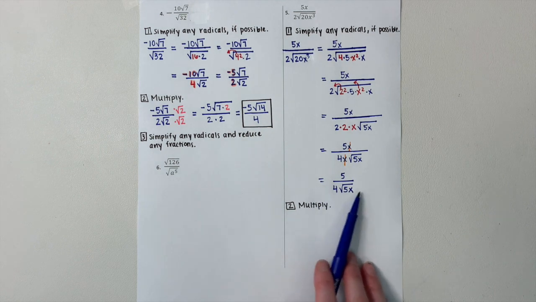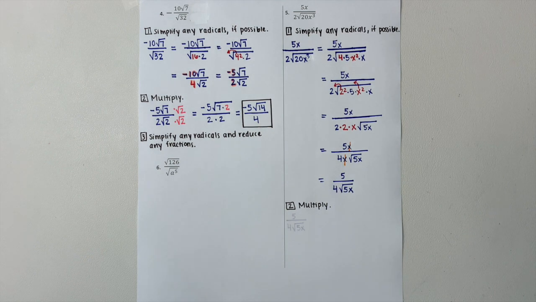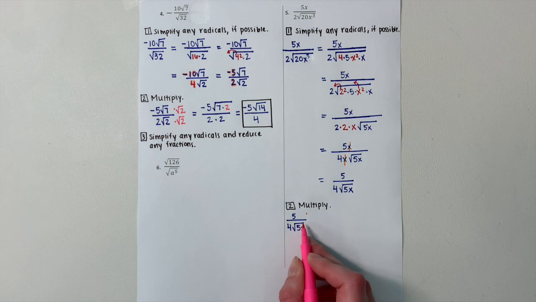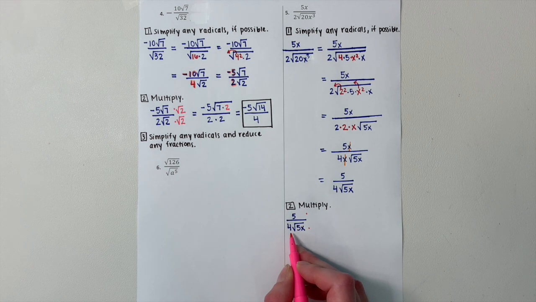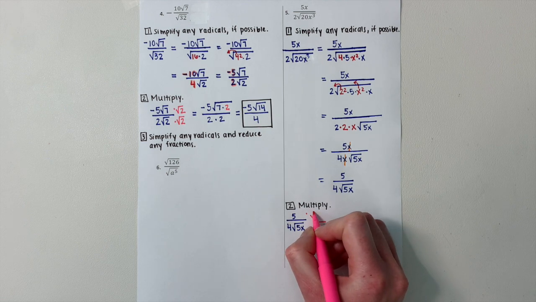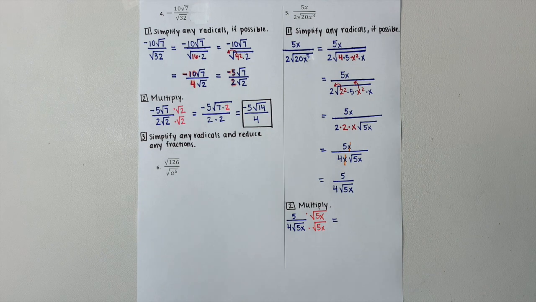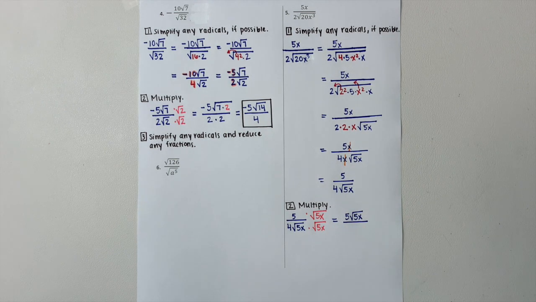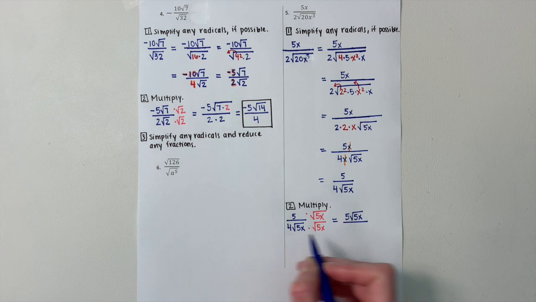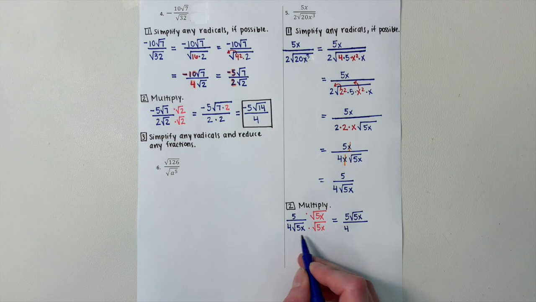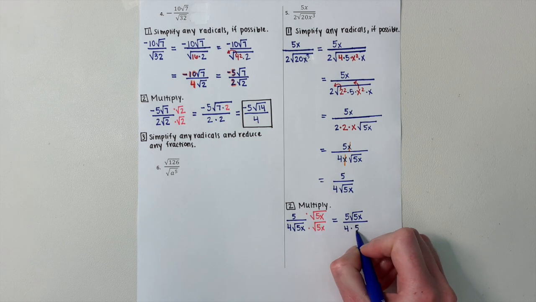I'm going to start by copying this exact expression over here. And to get rid of this square root in the denominator, we're going to multiply the numerator and the denominator by this exact square root. And we don't need to include the coefficient. So I'm going to multiply the denominator by the square root of 5x and the numerator by the square root of 5x. That will leave us with 5 times the square root of 5x in the numerator, and in the denominator, there's no other coefficient to multiply the 4 by, so we'll leave the 4, but we multiply the radicals. The square root of 5x times the square root of 5x is just 5x.